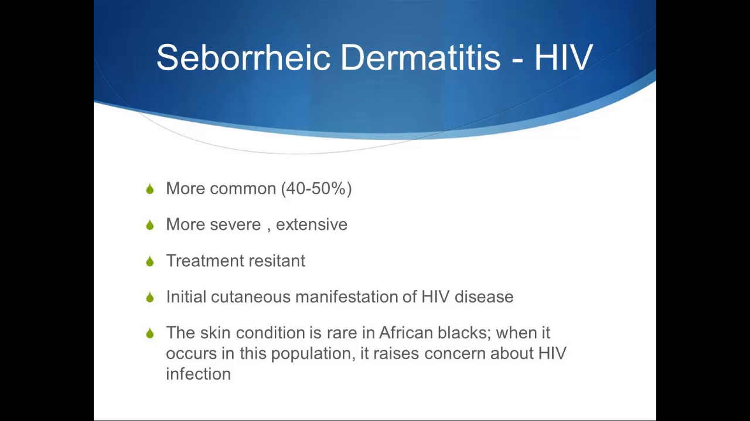You see a lot of seborrheic dermatitis in the HIV population. Almost half of our HIV patients will have seborrheic dermatitis. In HIV patients, it will also be more severe, more extensive, and treatment resistant. Sometimes it could be the initial cutaneous manifestation of HIV disease. And since it's very rare, barely seen in African American patients, whenever you see an African American with seborrheic dermatitis, this is highly suggestive of an HIV infection.